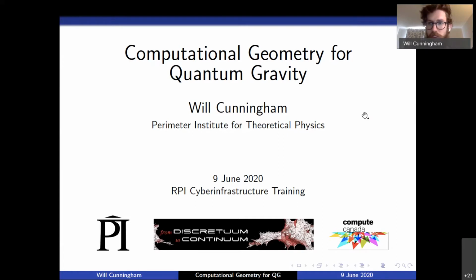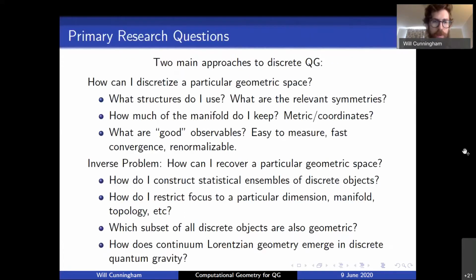So just to give a brief overview of some of the questions that we're trying to think about, there are two main approaches to discrete quantum gravity. And by approaches, I don't mean something like spin foams or causal sets or things like that. What I mean is you can think of things from a top-down view, or you can think of things from a bottom-up view. So the top-down view is really saying, how do I discretize a particular geometric space?